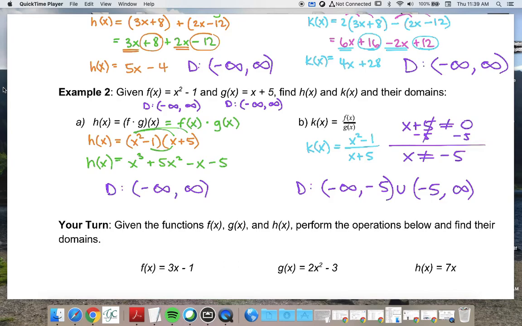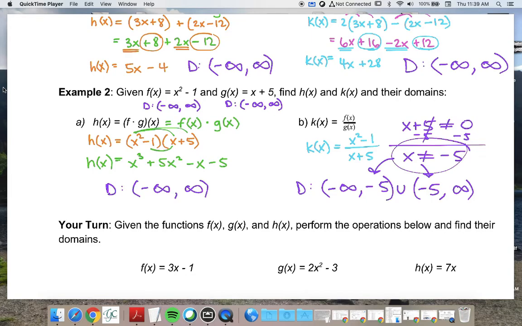So anytime we have divided, just pay attention to what x cannot be, and that's where you're going to break up your domain, right there. So division's a little bit weird.